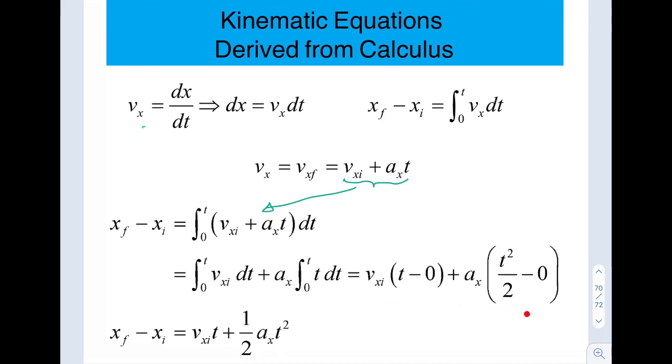So from this pattern, you rewrite this equation into this, which we are familiar with: the same form of delta x equivalent to v initial t plus half a t squared. So this is how, by using calculus, we derive the kinematics equation.